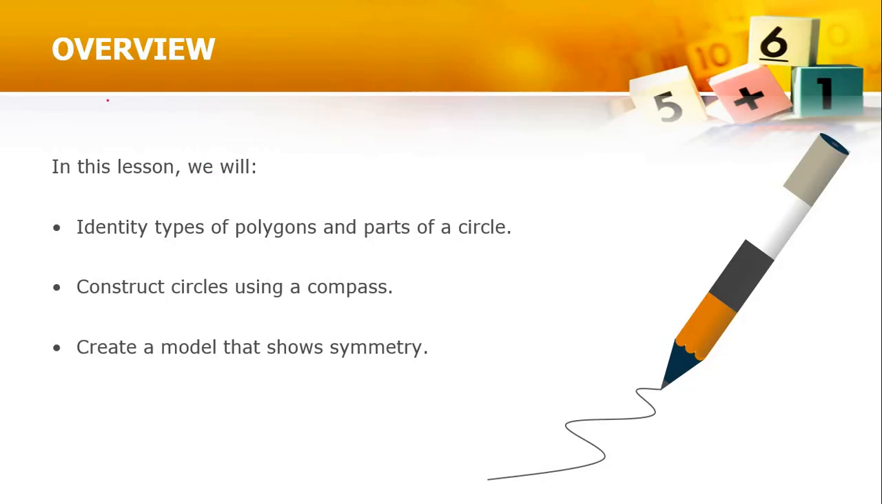Overview. What is the meaning of overview? After completing this chapter, you are going to know about the types of polygons and parts of a circle, you will be able to construct circles using a compass, and you can create models that show symmetry. These are the 4 points you are going to know after completing this chapter. Shall we start, children? Yes, we will start with our perspectivity.